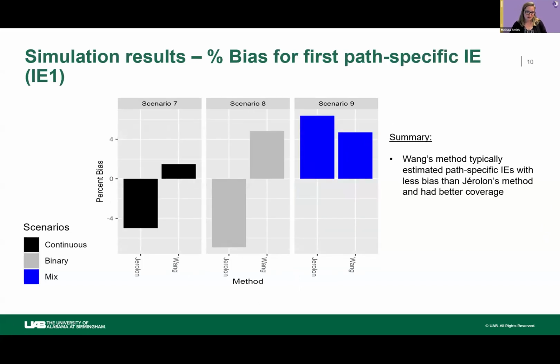Finally, I wanted to highlight the percent bias for the path-specific indirect effect. You can see here that Wong's method produced a lower absolute value in terms of percent bias than Geralon's, and this occurred in most of the simulation studies. So Wong's method was typically estimating path-specific indirect effects with less bias than Geralon's, but Geralon's was doing better at the joint effect. So this shows that some of the methods perform more optimally than others, depending on which effects you're most interested in.